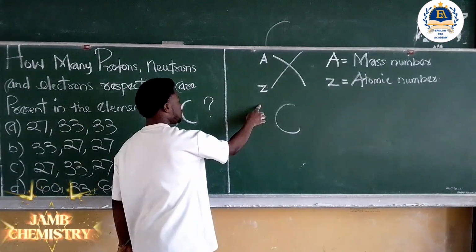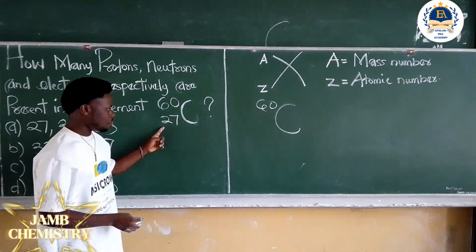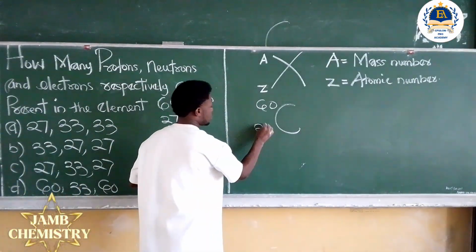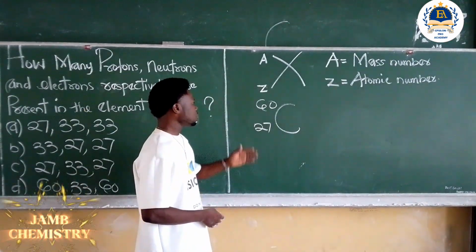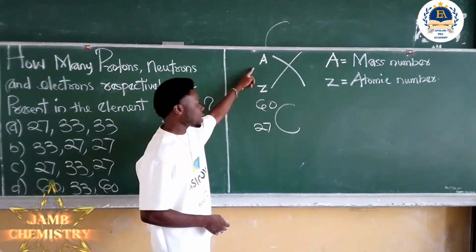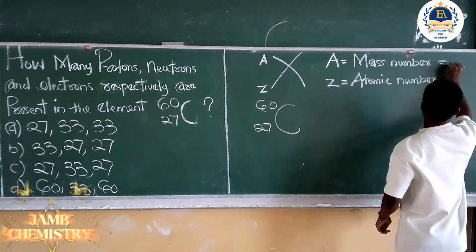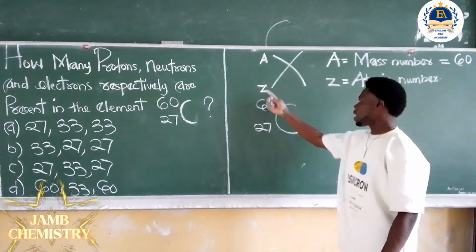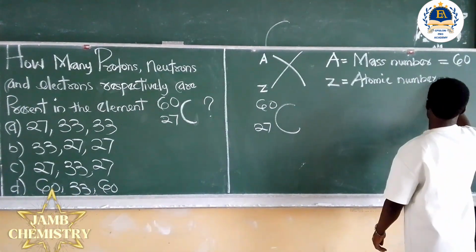So if we are comparing this with what is given to us, what we have on the board is: at the point of A, we have 60, and at the point of Z, we have 27. Let us compare this element to this nuclear notation. In this nuclear notation, A represents 60. A is equal to 60, which is the mass number, and Z represents 27, which is the atomic number.